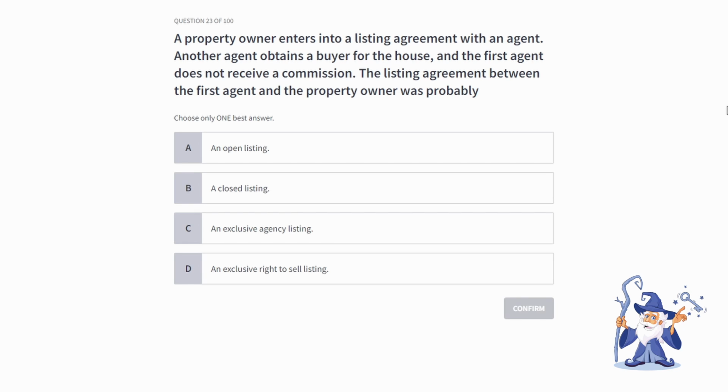A property owner enters into a leasing agreement with an agent. Another agent obtains a buyer for the house, and the first agent does not receive a commission. The listing agreement between the first agent and the property owner was probably, A, an open listing; B, a closed listing; C, an exclusive agency listing; or D, an exclusive right to sell listing. So take some time, reread that one, and come up with your answer.